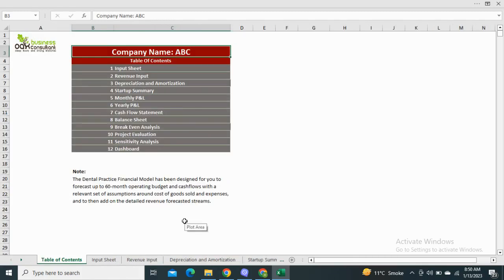Dog business consultants are back with another financial model, which is a dental practice Excel financial model. This model is for dental practitioners and clinic owners. It will help them to evaluate and forecast their financials up to 60 months. This Excel file includes the input sheet, revenue analysis, financial statements, and other financial metrics, including the dashboard for the visual representation of your financials.